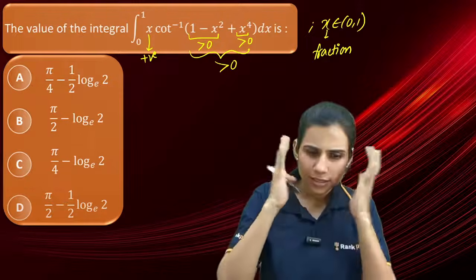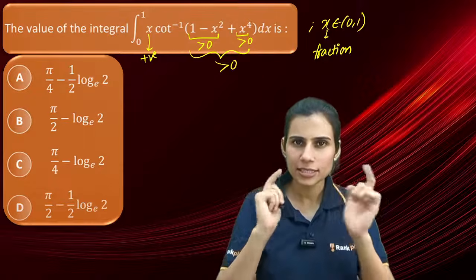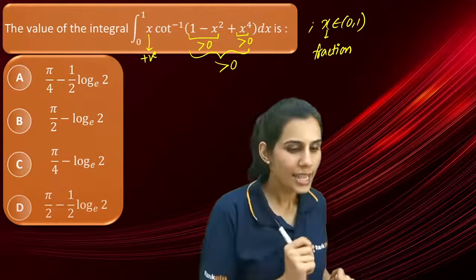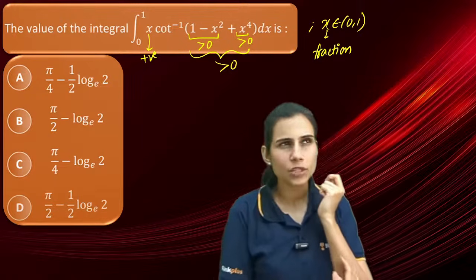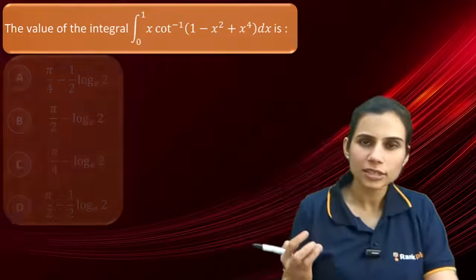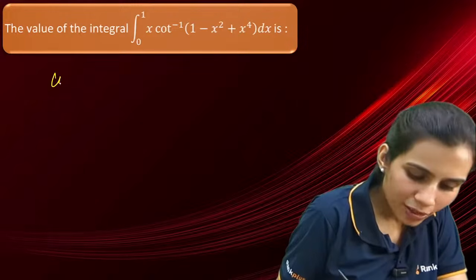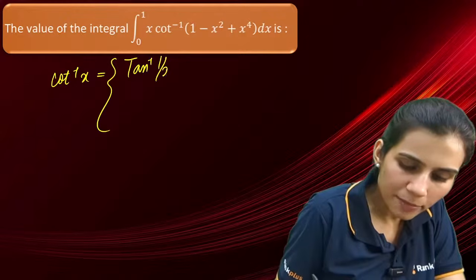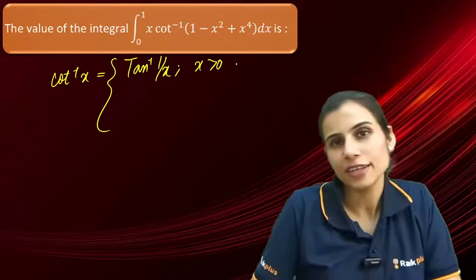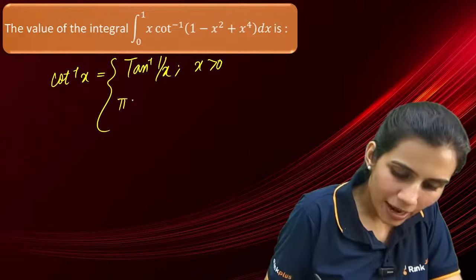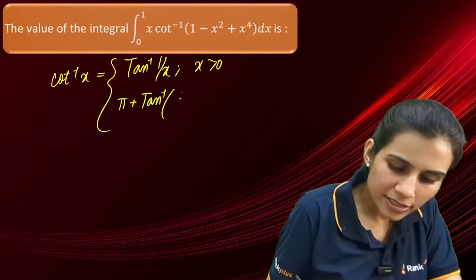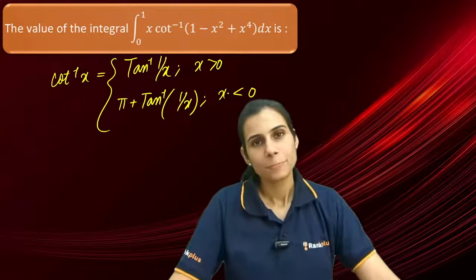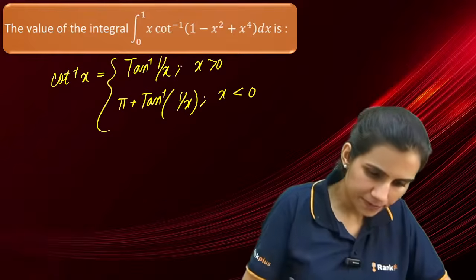Is this ringing some bells? Yes or no? Cot inverse of something positive. What is this equal to? Do you remember? Cot inverse x is equal to tan inverse 1 by x when x is positive. And it is pi plus tan inverse 1 by x when x is negative. How many of you all know this result?